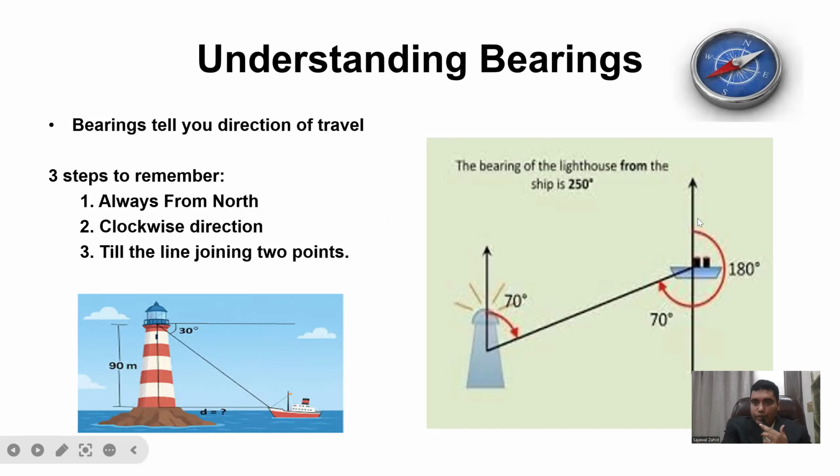All right. So we start measuring the angle using a protractor. From the north at the ship, the reference point, we are measuring the angle, the bearing of the lighthouse with respect to the ship. So you can see that we went clockwise. A straight line angle is 180 and then there is another 70. 180 plus 70 is 250. So the bearing of the lighthouse from the ship is 250 degrees. Okay. No worries. Let's look at more details. That's just an introduction. Any questions?